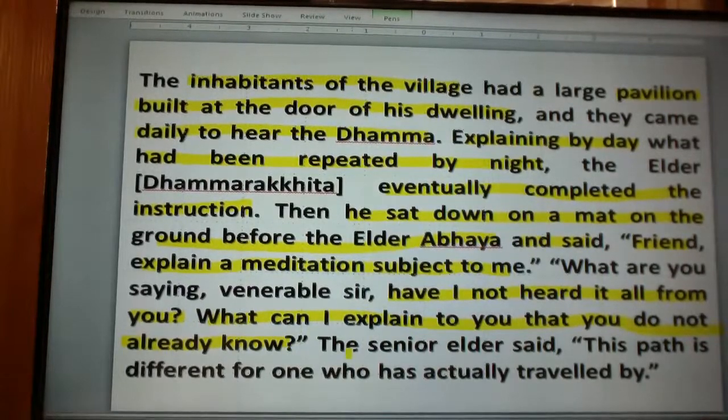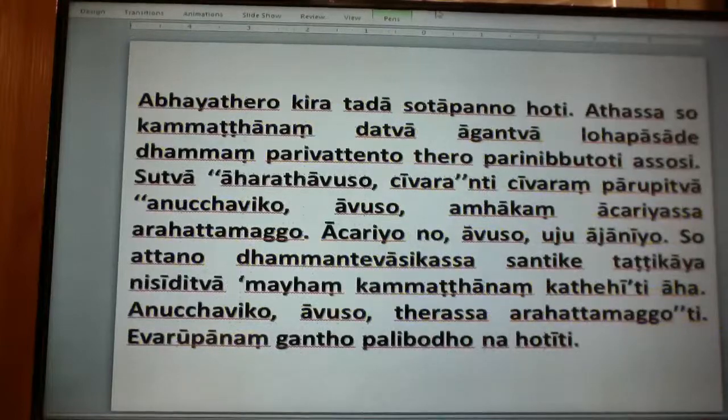So the senior elder said, "Oh, this part is different from one who has actually traveled by, because you have already done it." So the theory and practical are a little bit different. So the experience is more important than meaning. Okay. So what happened next?